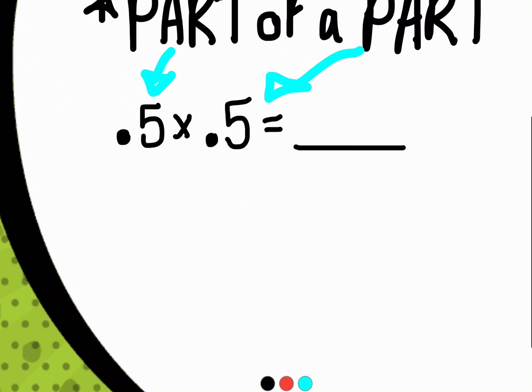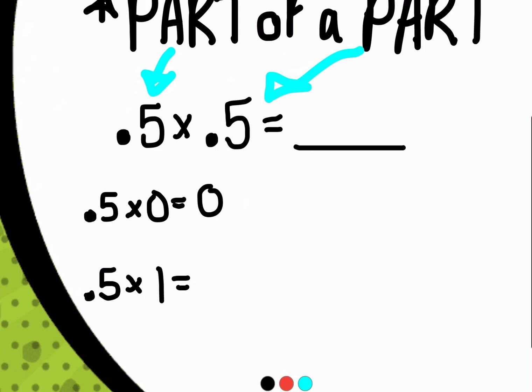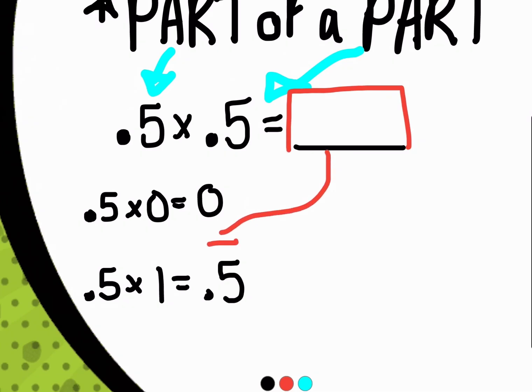Well, think 0.5 times 0 is 0, because anything times 0 is 0. And 0.5 times 1 is itself. So that means our answer, right in this box, is going to have to fall somewhere between a size of 0 and 0.5. So it's going to be less than 0.5 but bigger than 0.